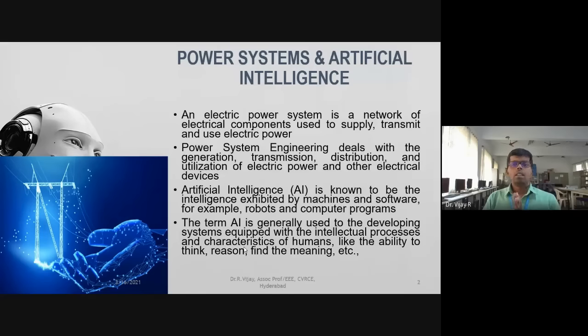Okay, so the term AI is generally used for developing systems equipped with the intellectual processes and characteristics of human life: the ability to think, reason, and find meaning. Even if I just use Google voice and say, find the meaning of power system, it is searching. My voice message is converted into text, which is searched in Google, and it updates the meaning. That meaning is even read out, or you can get it in the browser page.